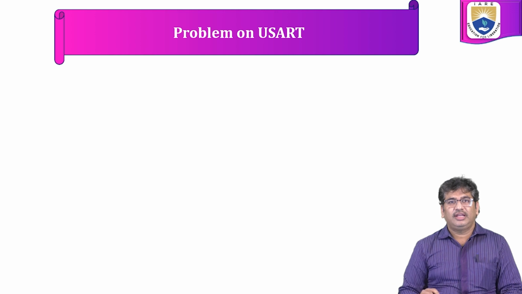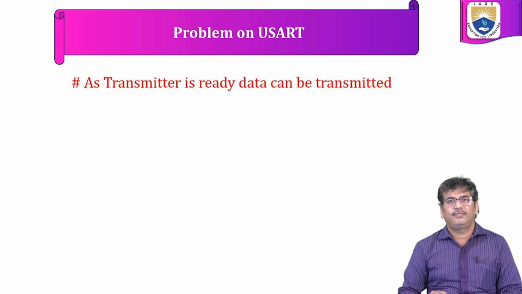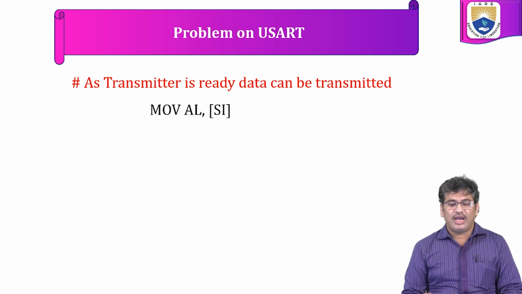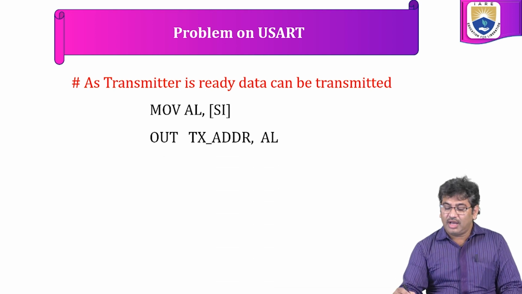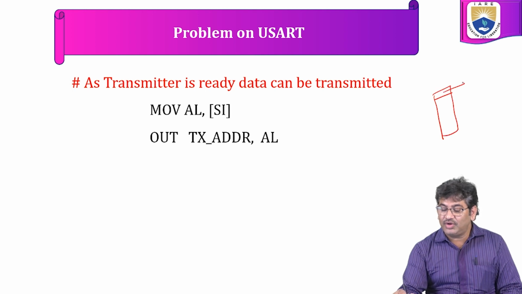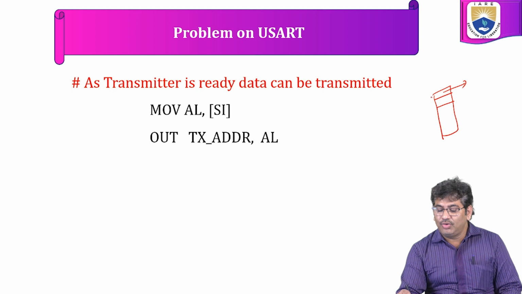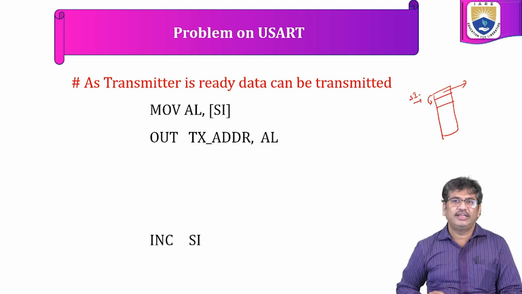So when the transmitter is ready, then we can transmit the data. For transmitting the data, first the data we have to load into the AL register using MOV AL, [SI]. So whatever data is there in AL, that we can transmit. The instruction we use for transmitting is OUT transmit address, AL. As one data is transferred from the first location, for moving to the next location, we have to increment the pointer SI, that is INC SI.